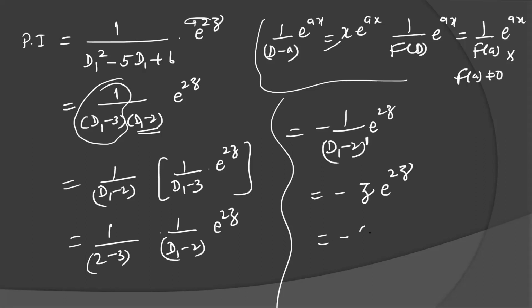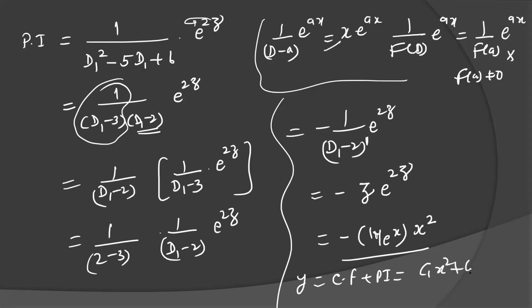Put the value of z. z was log x, e to the power z was x, so it will be x square. So the particular integral is minus x square log x. So the complete solution y will be CF plus PI. CF was C1 x square plus C2 x cube, PI is minus x square log x. So this is the complete solution of the given differential equation.